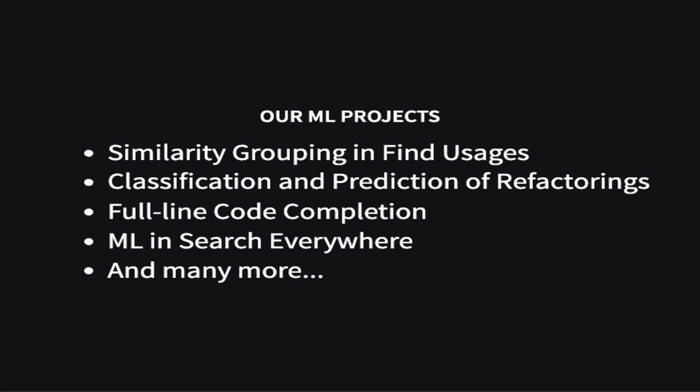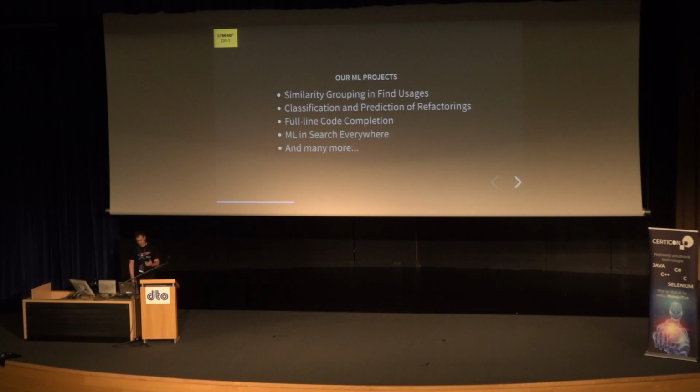So our projects aim to target these different areas and help developers become more productive. We've got things like similarity grouping and find usages, classification and predictions of refactorings, full line code completion so that writing is much quicker, machine learning in Search Everywhere, and many more projects. Today I would like to focus on machine learning in Search Everywhere, which is a project I started working on last year as an intern, and I'm still continuing to improve it.